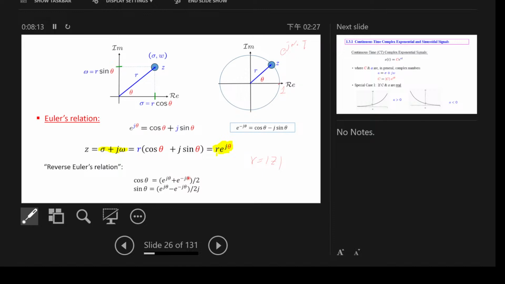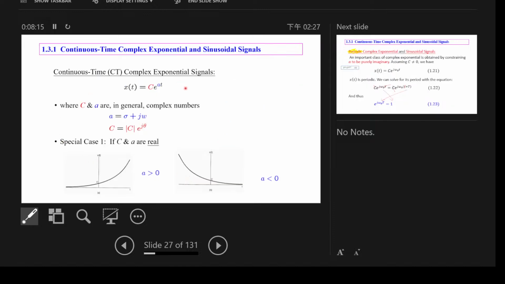Okay, and anyway, so a complex exponential is an exponential function with complex coefficients. It's in the general form c times e to the at, where c and a can both be complex numbers. For the special case where everything is real, we have the exponential growth and exponential decay that you're probably familiar with.